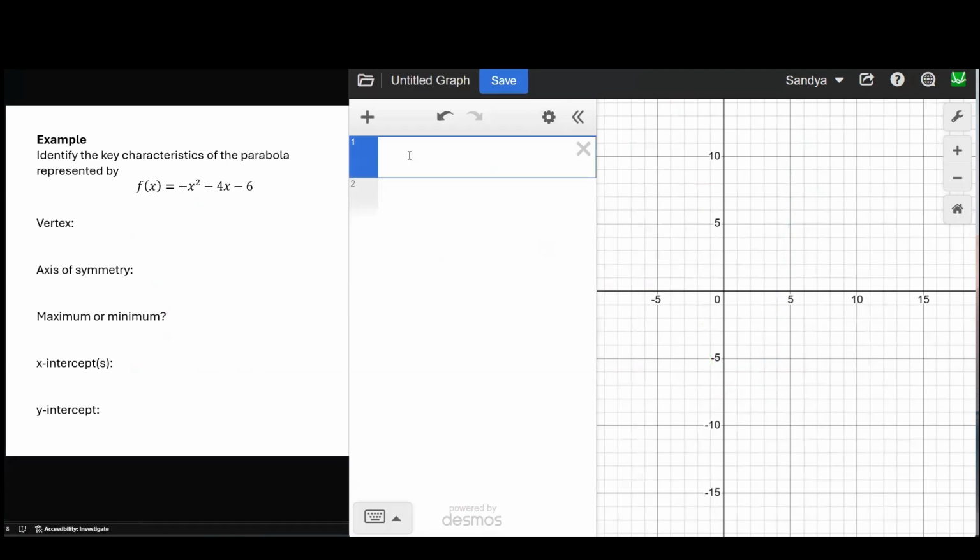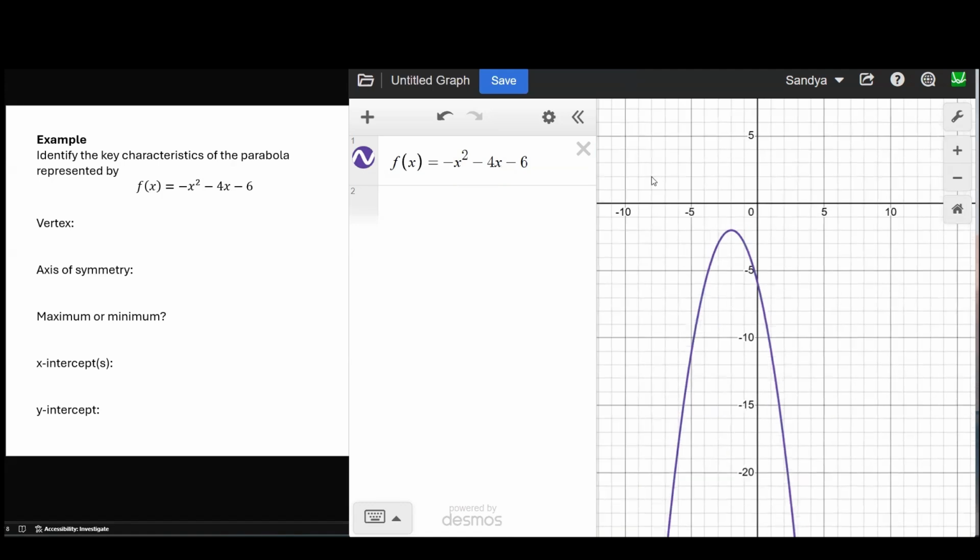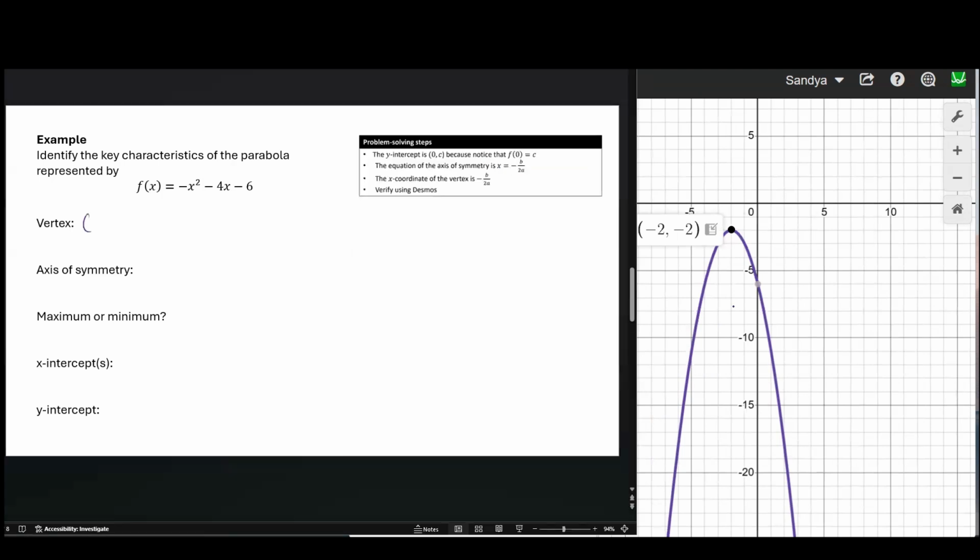Here we have f of x equals -x squared minus 4x minus 6. So I'm going to start off by typing this equation into Desmos. So I have -x squared minus 4x minus 6. Okay, so here I have a parabola that I'm going to scoot over here so I can see. If I click on this point, okay, so you can see -2, -2 is the vertex. The axis of symmetry is going to be x equals, and then remember it's going to be the x-coordinate of the vertex. Okay, so x equals -2.